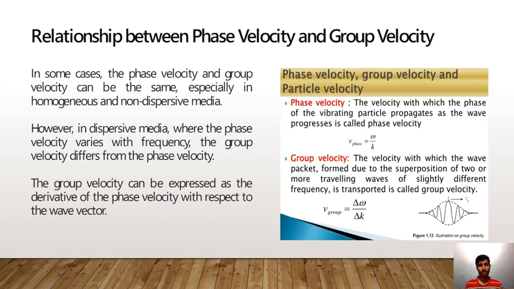Phase velocity, group velocity, and particle velocity. Phase velocity: the velocity with which the phase of the vibrating particle propagates as the wave progresses is called phase velocity. V phase equals omega by k. Group velocity: the velocity with which the wave packet formed due to superposition of two or more traveling waves of slightly different frequency is transported is called group velocity. V group equals delta omega by delta k.